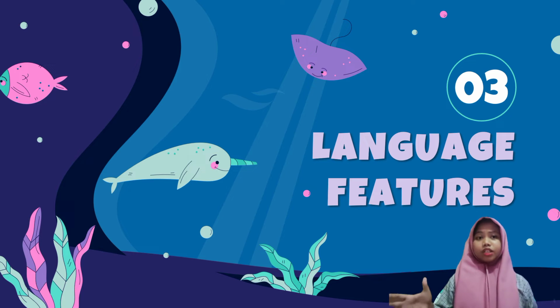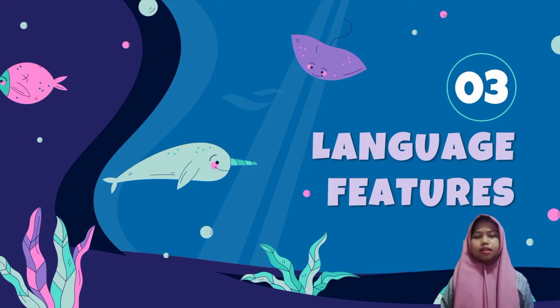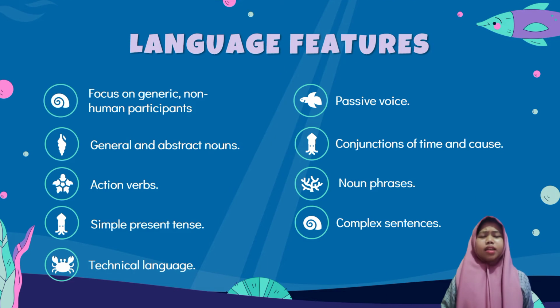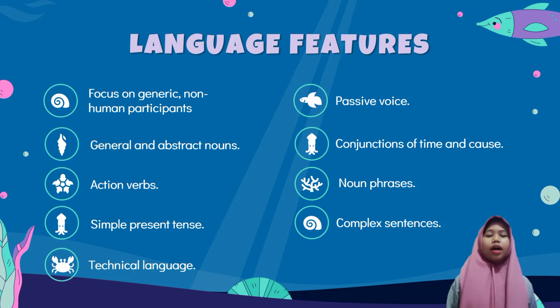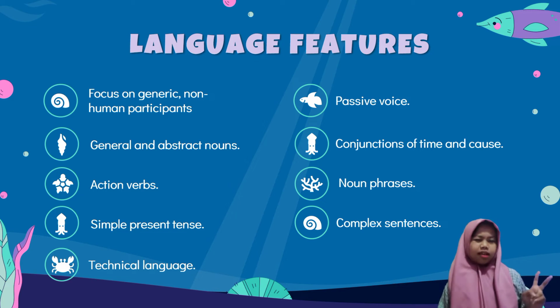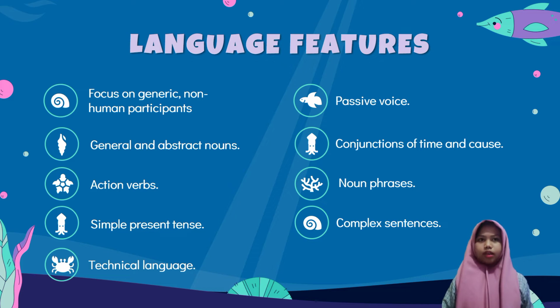Okay guys, after we learned about the generic structure of the explanation text, now we learn about the language features of the explanation text. Guys, explanation text has 9 language features. First is a focus on generic non-human participants, for example a rainbow and rain. Second is the use of general or abstract nouns like striking.